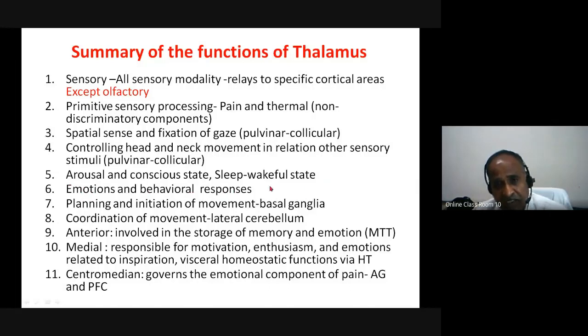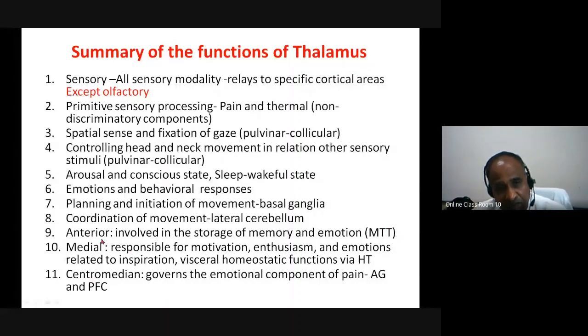Emotions and behavioral responses: anterior thalamus and medial thalamus, part of the lateral dorsal thalamus. The planning and initiation of movement: the ventral anterior part of the thalamus. Coordination of the movement with the lateral cerebellum: the ventral lateral part of the thalamus. Then the anterior part of the nucleus is involved in the storage and consolidation of memory in association with emotion. The mammillothalamic tract, what I talked about, the Papez circuit.